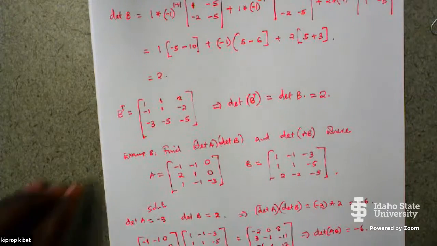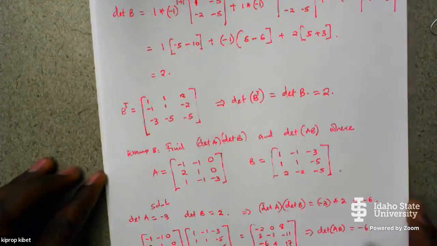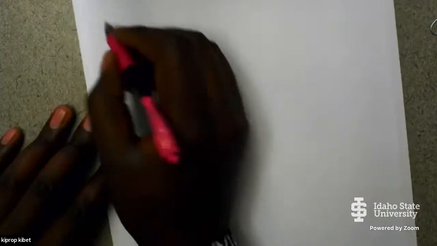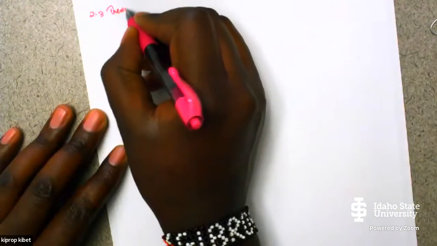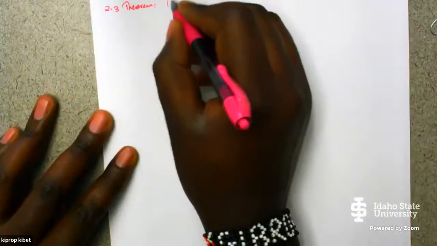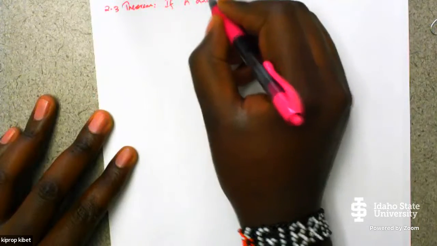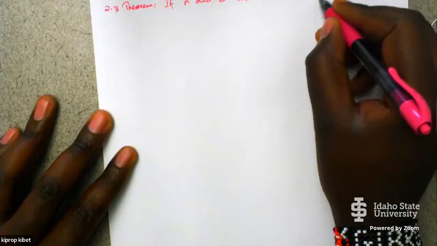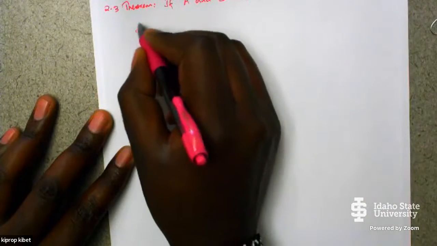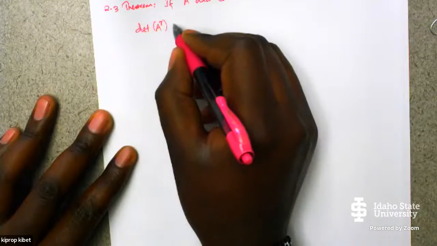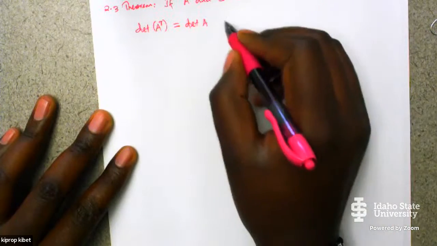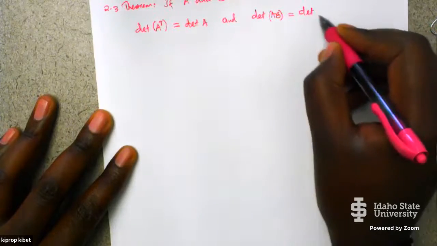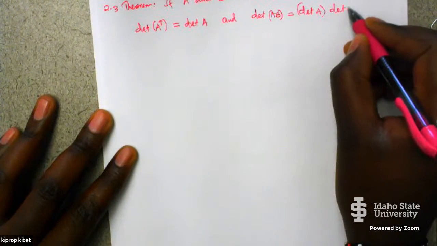Therefore, this leads us to theorem 2.3, whereby if A and B are n by n matrices, then the determinant of A transpose is equal to the determinant of A, and the determinant of AB is equal to the determinant of A multiplied by the determinant of B.